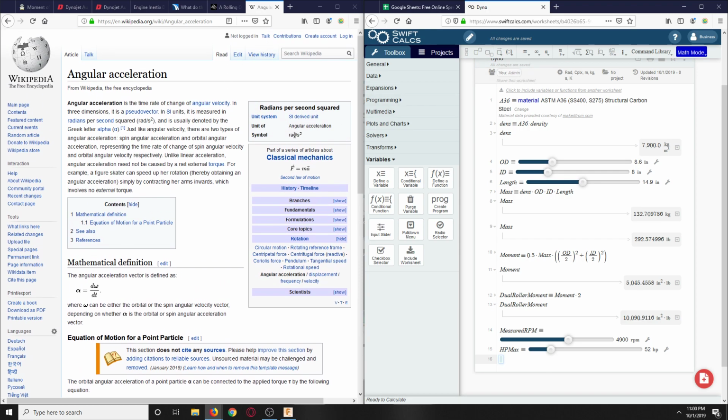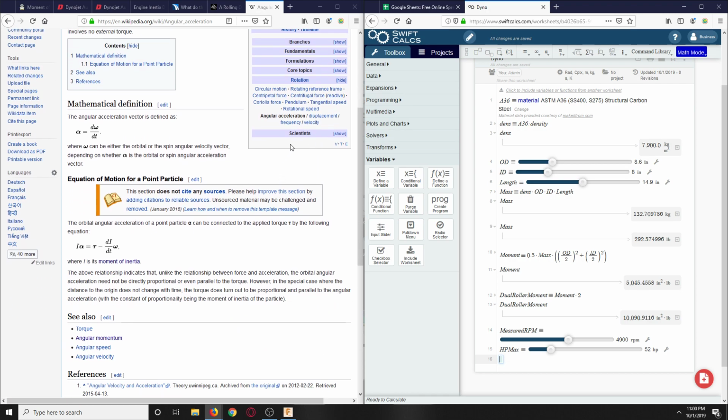Let's see. Yeah, so rads per second per second. Classical mechanics, force equals mass times acceleration. So basically, yeah, so alpha is equal to the change of the angular velocity over time.